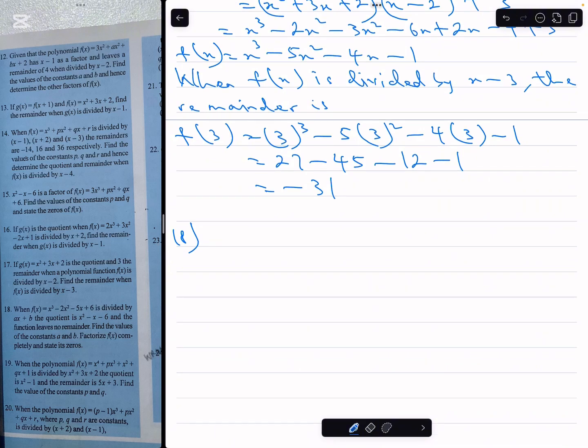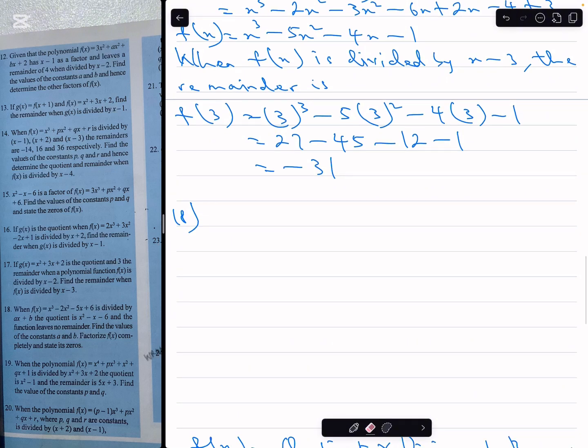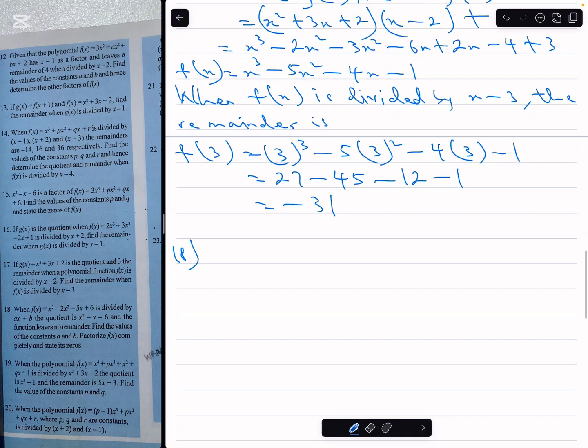18. When f of x, which is equal to x cubed minus 2x squared minus 5x plus 6, is divided by ax plus b, the quotient is x squared minus x minus 6, and the function leaves no remainder. If the function leaves no remainder, that simply means ax plus b is a factor of f of x. Leaving no remainder simply means the remainder is 0. And the remainder won't be 0 if what you are dividing f of x by is not a factor of f of x. Find the values of the constants a and b. Factorize f of x completely and state its zeros.